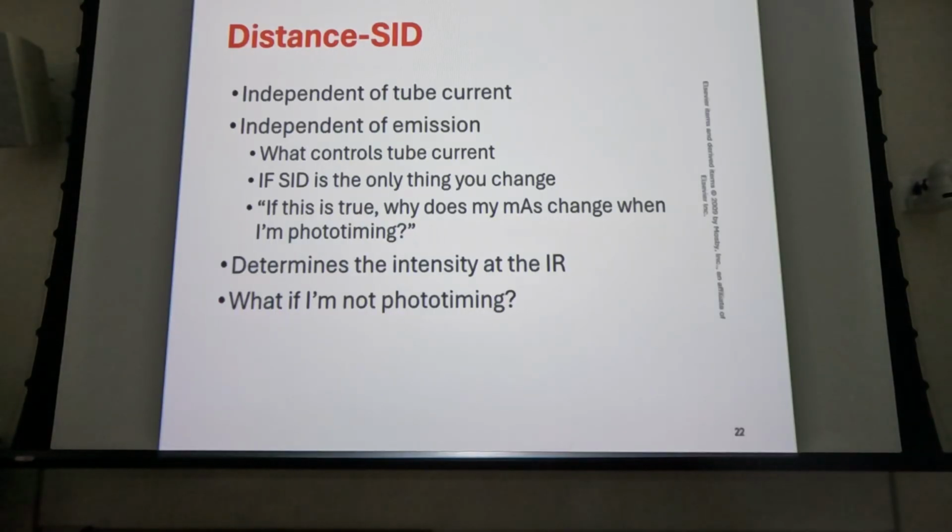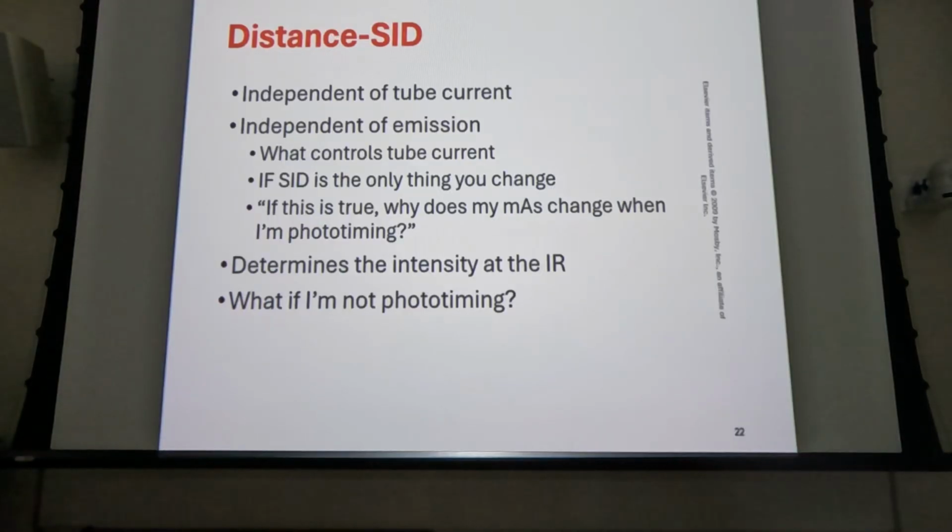If you increase SID, and that's the only thing that you do, assuming that you're not phototiming, then you don't get any change in tube current, but you do get a drastic change of exposure to the patient and to the image receptor. So without those changes, we don't get any difference in emissions, and that's only if you change SID. It determines the intensity at the image receptor, and if you're phototiming, then it works basically the direct square law for you. The phototimers are just radiation counters.